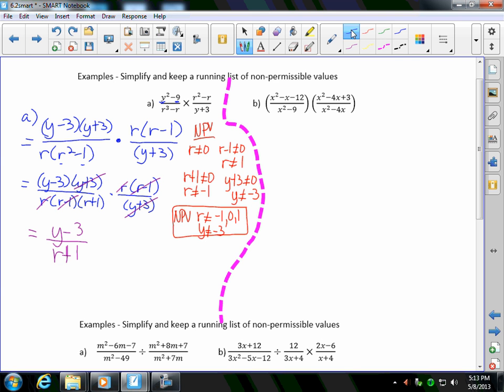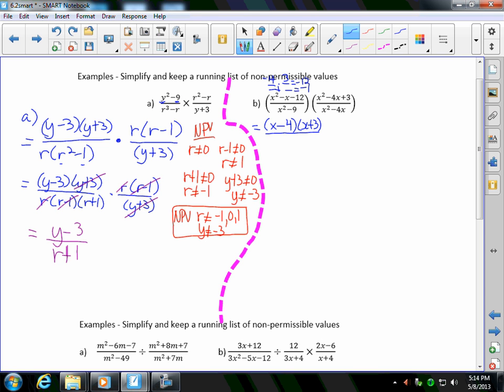Example B, x squared minus x minus 12. So to simplify this one, I know it's a product and sum, where my product is going to equal negative 12, and my sum is going to equal negative 1. So that leaves me with a negative 4 and a 3. So I have x minus 4 times x plus 3 on the top.